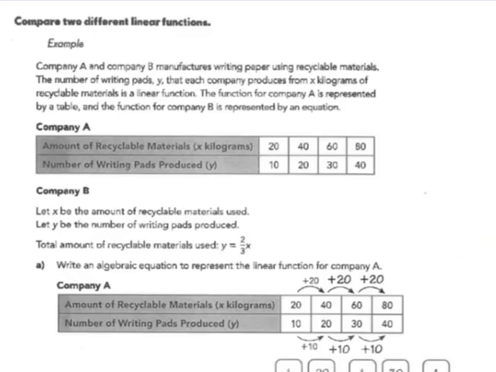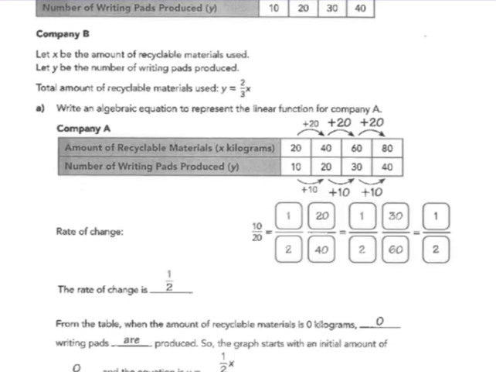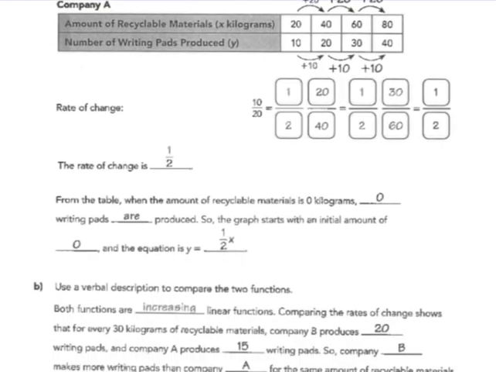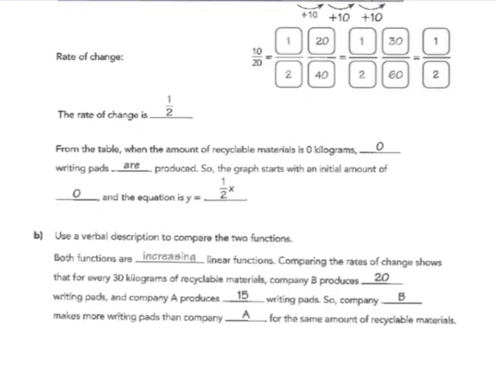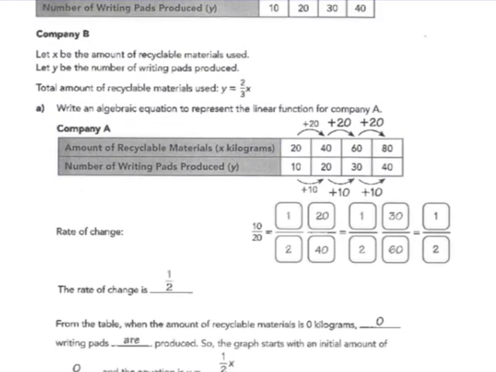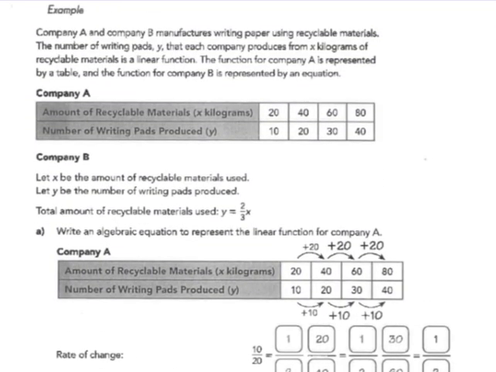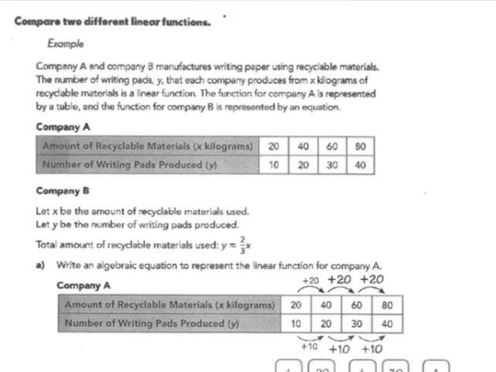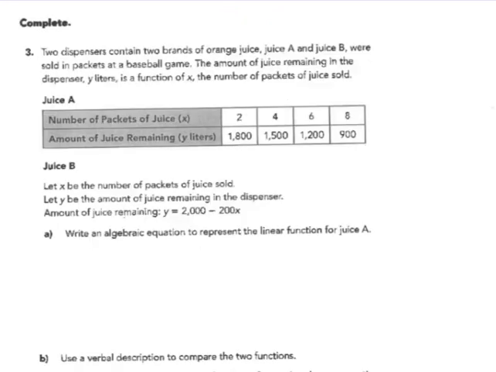Next page. Compare two different linear functions. I think this whole entire page is already filled out for you. They're showing linear increasing functions. So this is a good notes page. You can read this one on your own. So read this page. Go ahead and stop the video and read this page on your own. It's a good example already filled in. Next page. So juice packets.